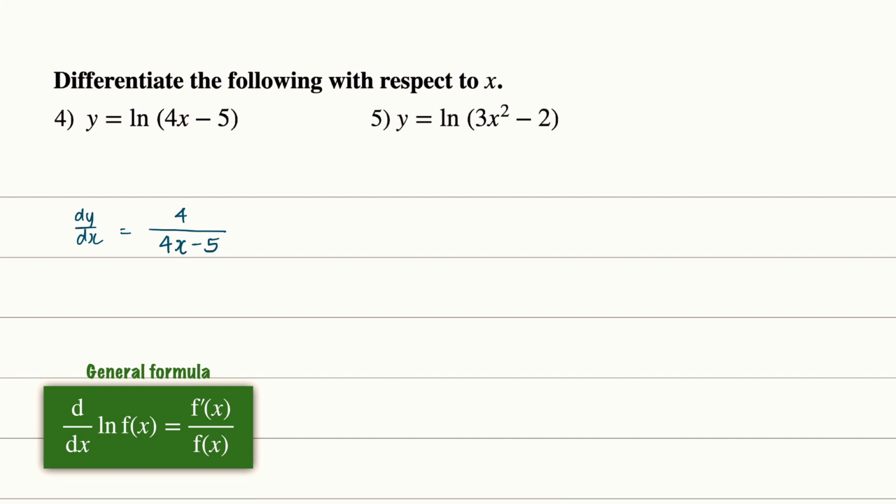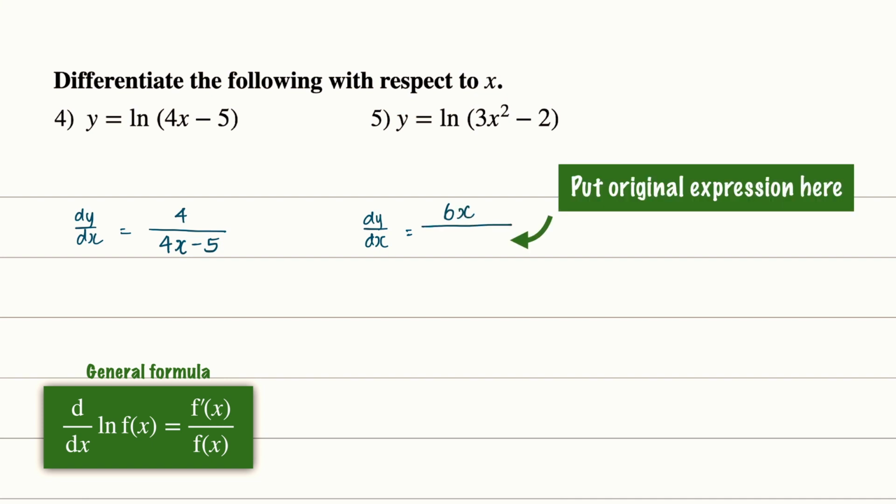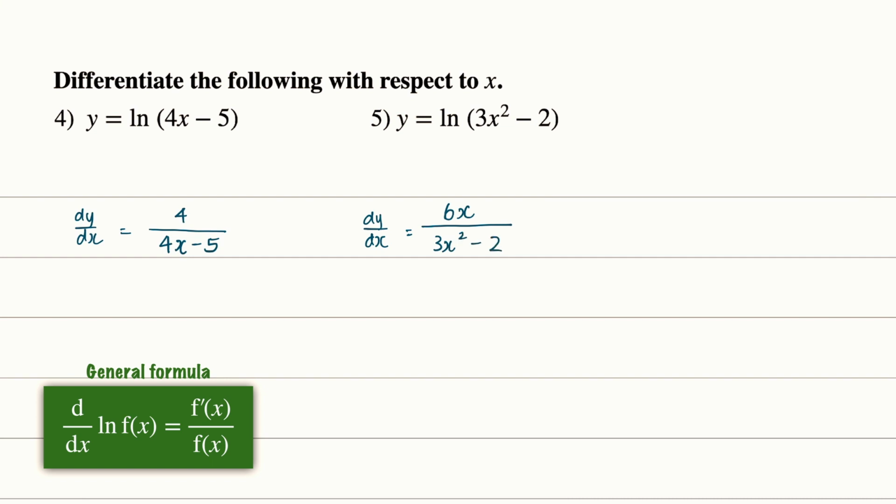Now let's move on to question number 5 to explore a slightly different expression. There's y equals ln(3x squared minus 2). And again, remember the flow. Differentiate the expression first, which is 6x, and place it at the numerator. Write the denominator as the original expression, which is 3x squared minus 2. So this is the derivative of y equals ln(3x squared minus 2).